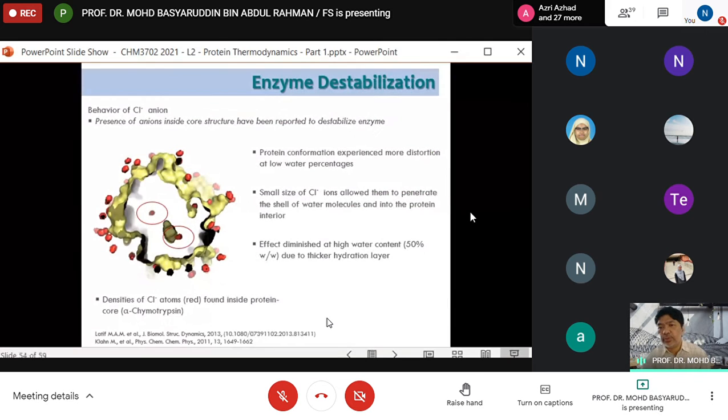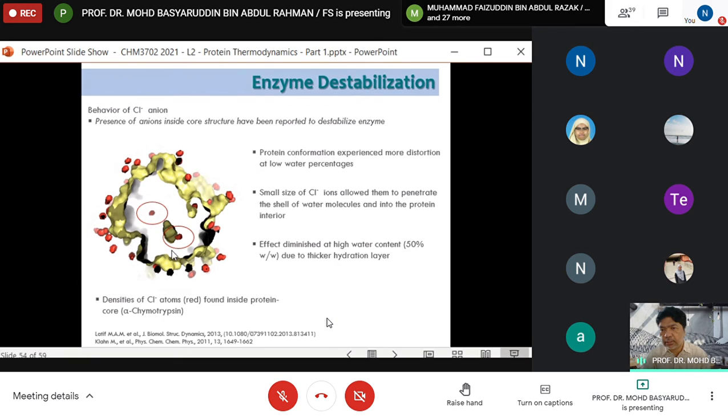Okay. What I would like to show as well, when we start to look at certain ionic liquids, for example, if we use the chloride, we can see the chloride ion starts to enter into the core of the enzyme, because the chloride ion is small, so it can penetrate the shell of water molecules.